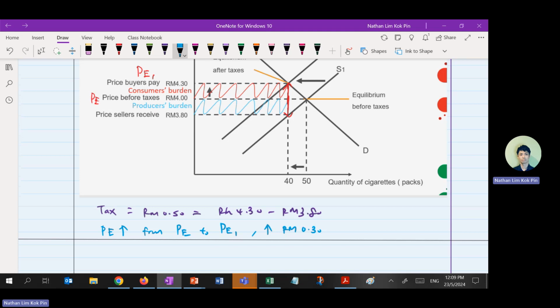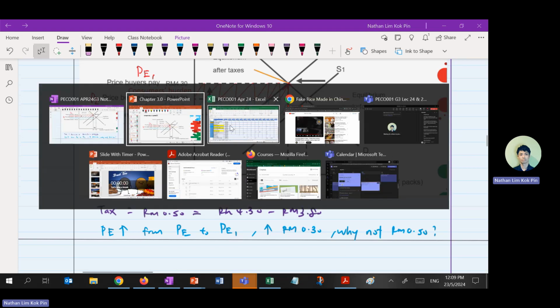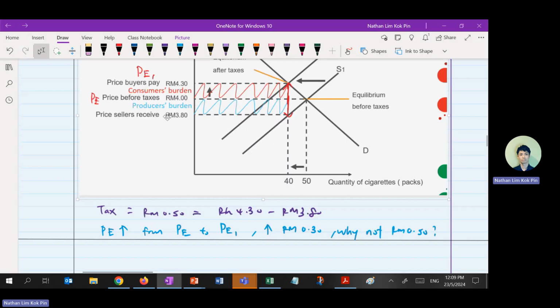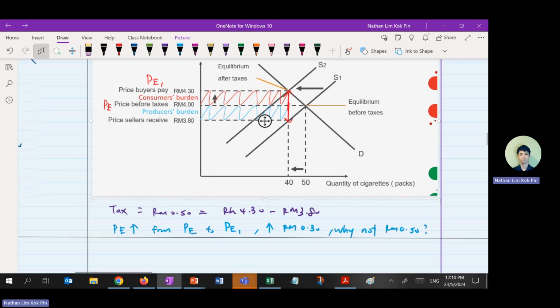Why? My question is, why not 50 cents? What's the reason? Any idea? No idea. Because of incidence of tax or tax burden.